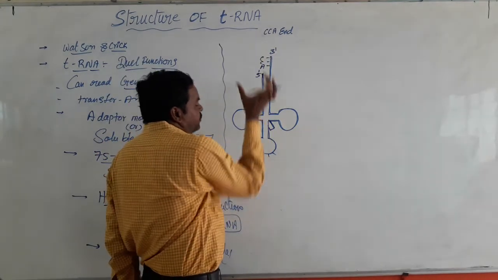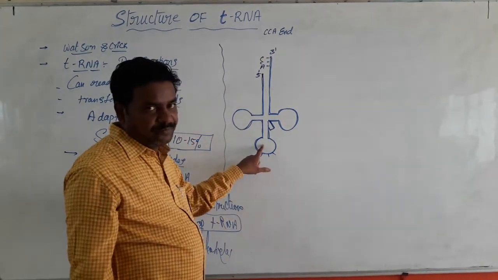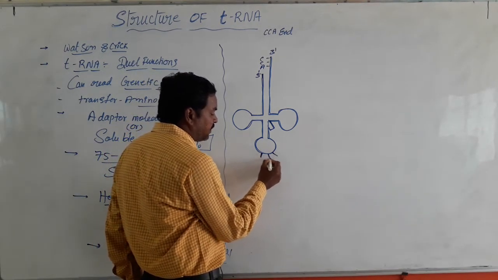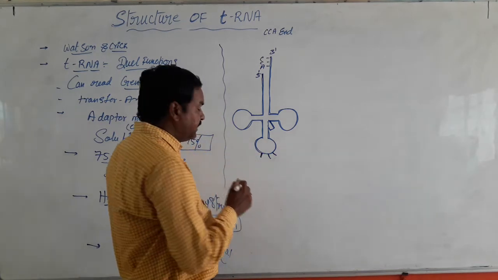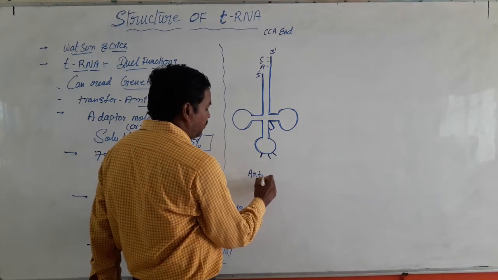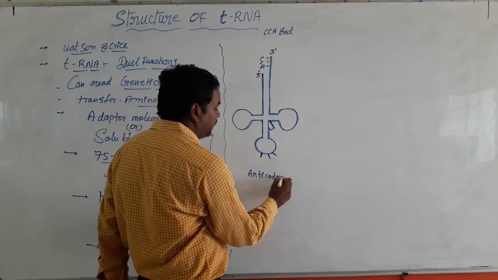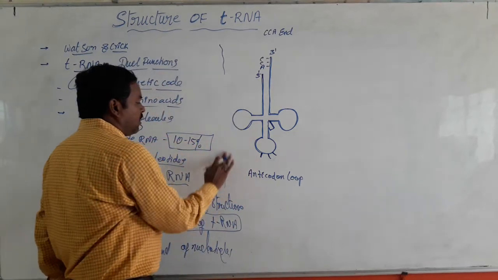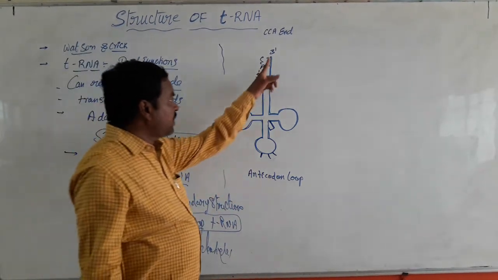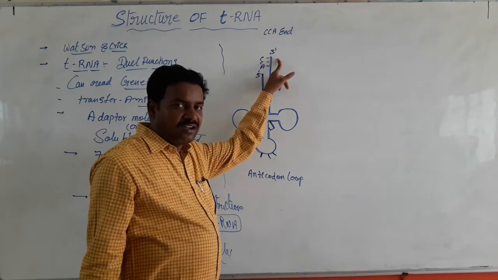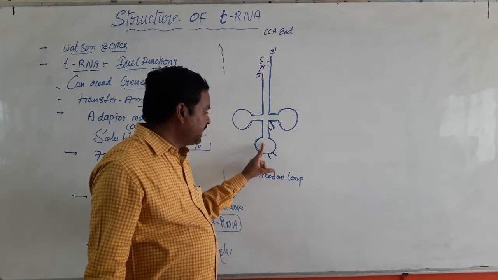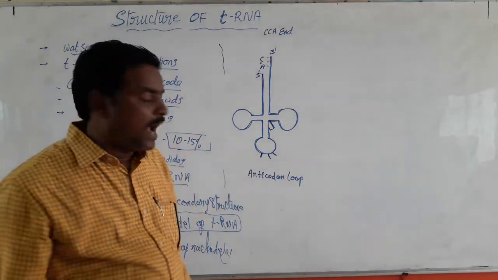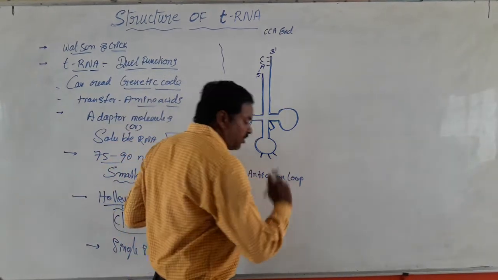The loop opposite to this CCA end, this loop, is also represented by 3 unpaired nitrogen bases. This loop is called the anticodon loop. The loop present opposite to the CCA end, or tail, or amino acid binding site, that is this loop, is also represented by 3 unpaired nitrogen bases, and this is called the anticodon loop.